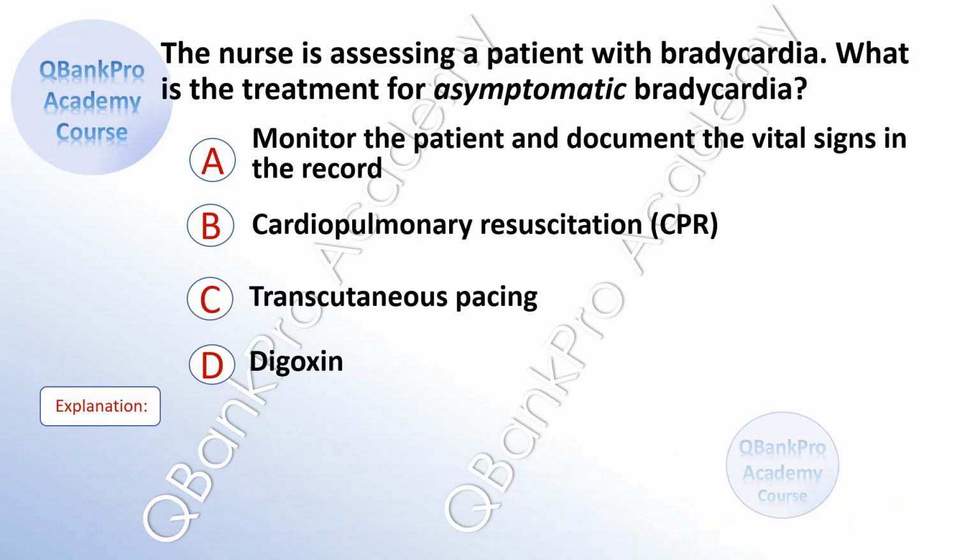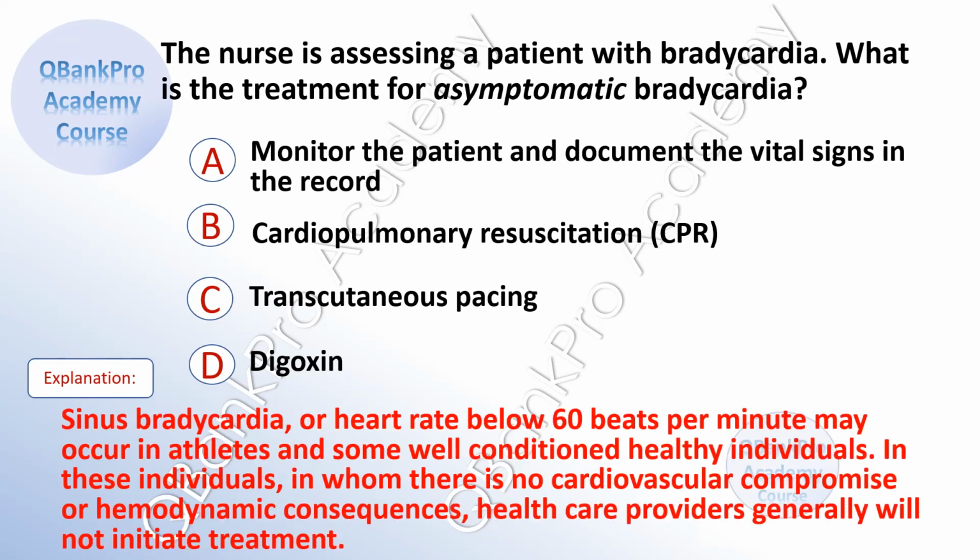The nurse is assessing a patient with bradycardia. What is the treatment for asymptomatic bradycardia? A. Monitor the patient and document the vital signs in the record. B. Cardiopulmonary resuscitation. C. Transcutaneous pacing. D. Digoxin. The correct answer is A. Monitor the patient and document the vital signs in the record. Explanation. Sinus bradycardia, or heart rate below 60 beats per minute, may occur in athletes and some well-conditioned healthy individuals. In these individuals, in whom there is no cardiovascular compromise or hemodynamic consequences, healthcare providers generally will not initiate treatment.